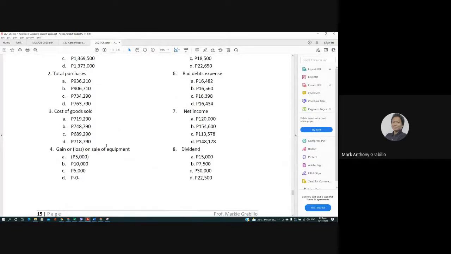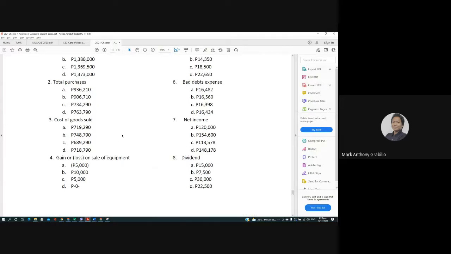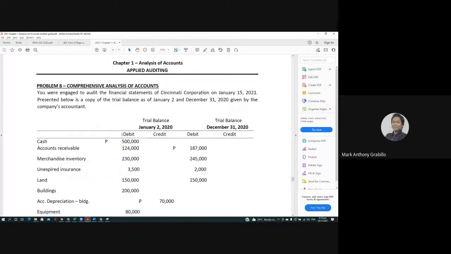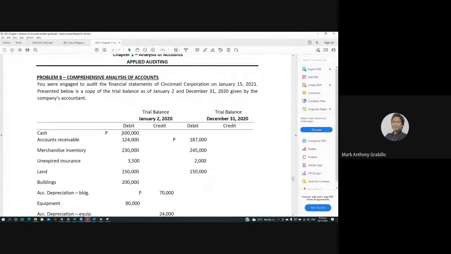So before we try to answer the gain or loss on sale of equipment, let's try to read again the problem. So ano ba yung sinabi ng problem? Balikan natin. Problem 8. You were engaged to audit the financial statements of Cincinnati Corporation on January 15, 2021. Presented below is a copy of the trial balance as of January 2 and December 31, 2020, given by the company's accountant. So ito yung trial balance.